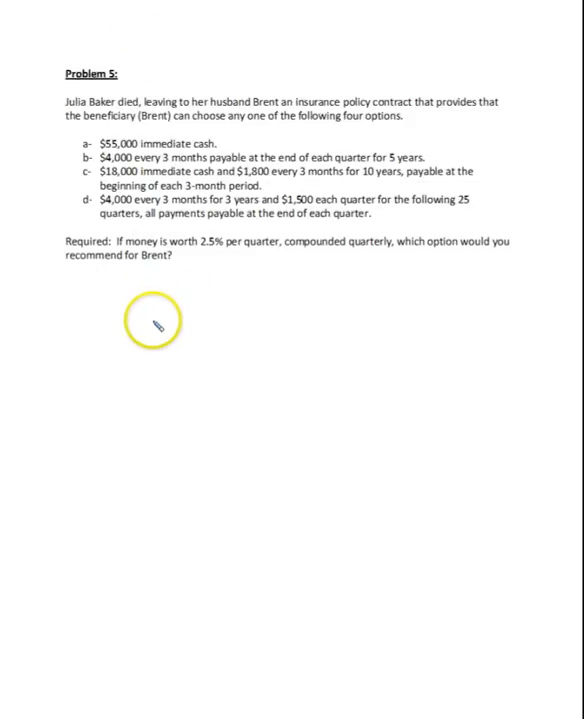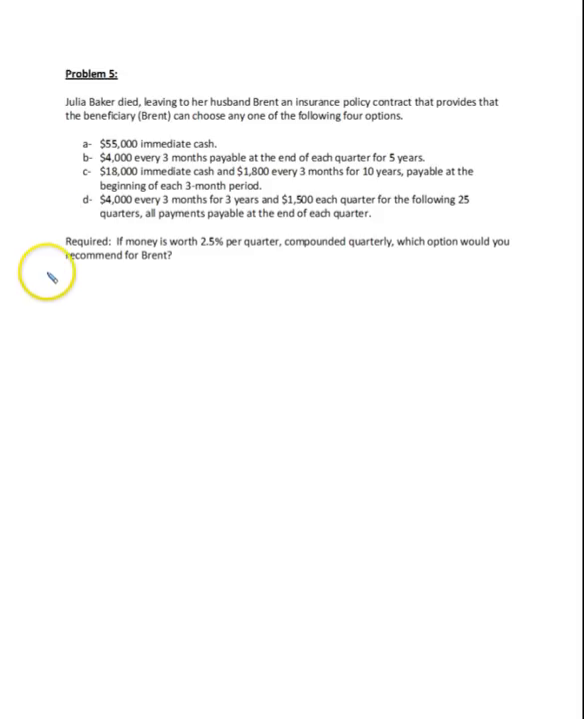Okay, problem 5. Problem 5 looks like it's got a bunch of different options going on with it, doesn't it? So let's read through and see what's going on. Julia Baker died, leaving her husband Brent an insurance policy. And he's got 4 options as the beneficiary. He could take $55,000 immediately. He could take $4,000 every 3 months for 5 years, $18,000 immediately, payable at the beginning of 3 months, $4,000, and et cetera, et cetera.